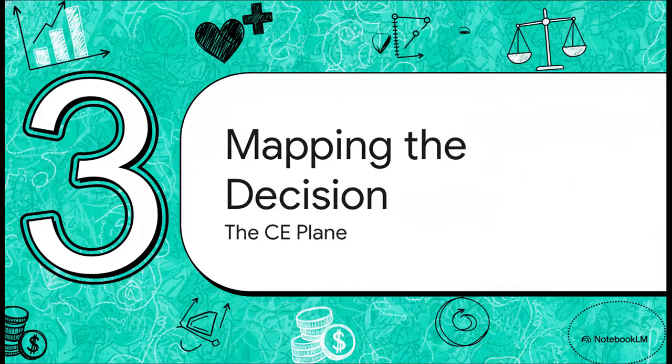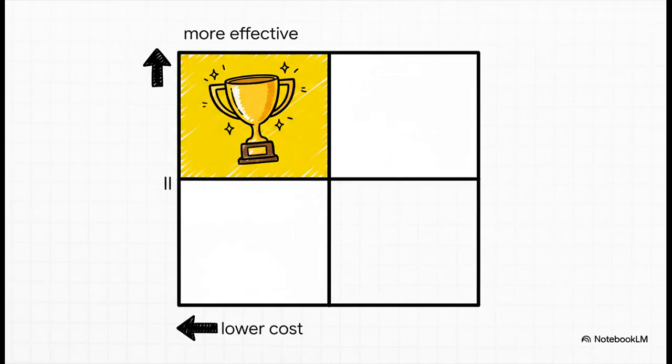To help us visualize these kinds of decisions, economists use this fantastic tool called the Cost Effectiveness Plane. You can think of it like mission control for comparing treatments. It literally maps out every possible scenario. So the plane is split into 4 quadrants. Let's start with the easiest one, the slam dunk.